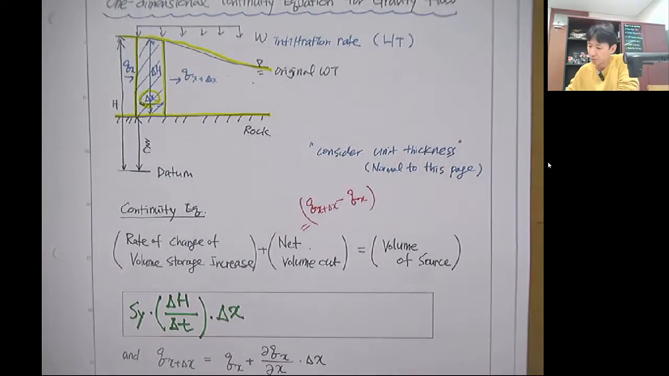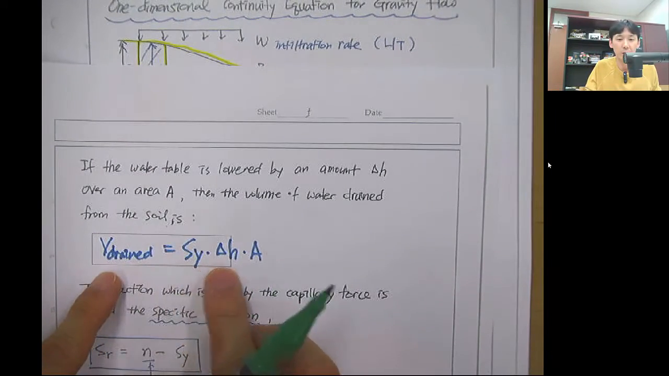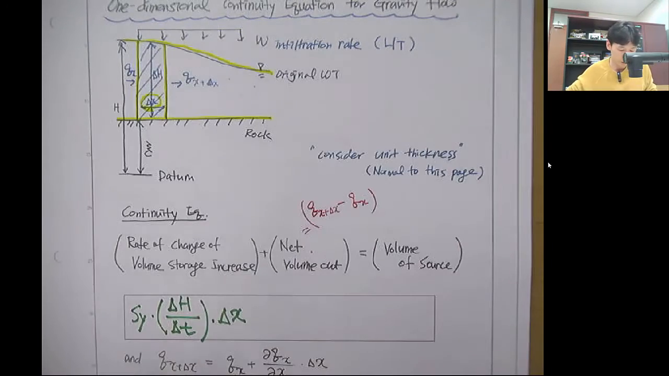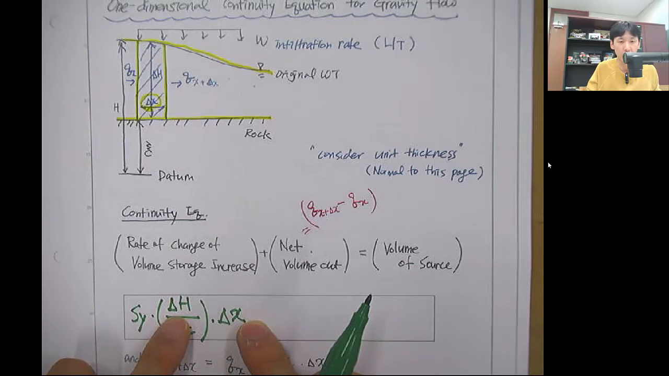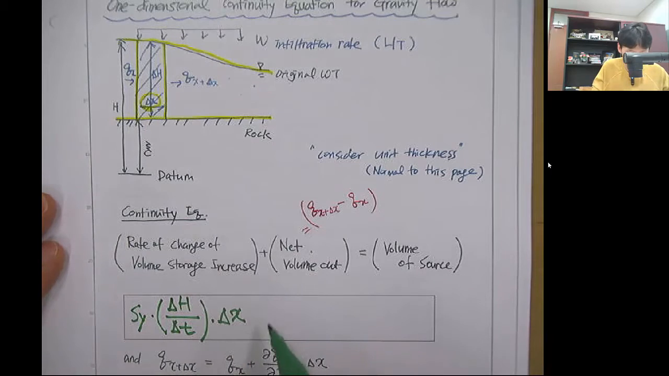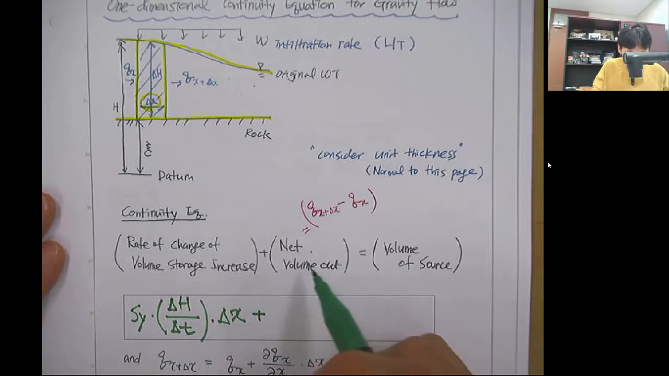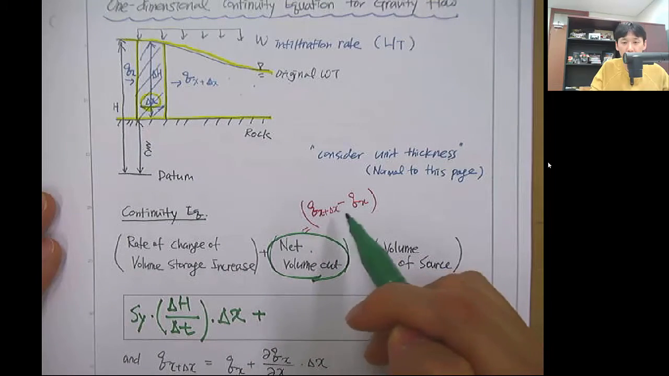This is from here: the volume of water drained is the specific yield times delta H times A, right? Here delta X times 1 will be the area, the unit area for the delta X length. The delta H is the height change of the piezometric surface, and delta T is the time frame. Plus the net volume out is for the flow rate, so Qx plus delta X minus Qx.